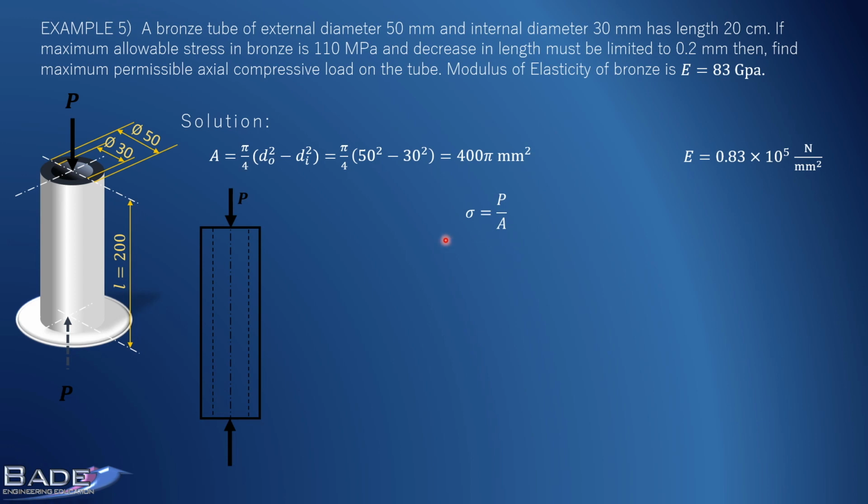Stress is load upon area. When you use safe stress, that is maximum permissible stress, also called working stress, and substitute it here, you get maximum permissible load on the member. So it is 110 megapascal permissible stress. Substitute and we have found out the answer. So it is 138.2 kilonewton.